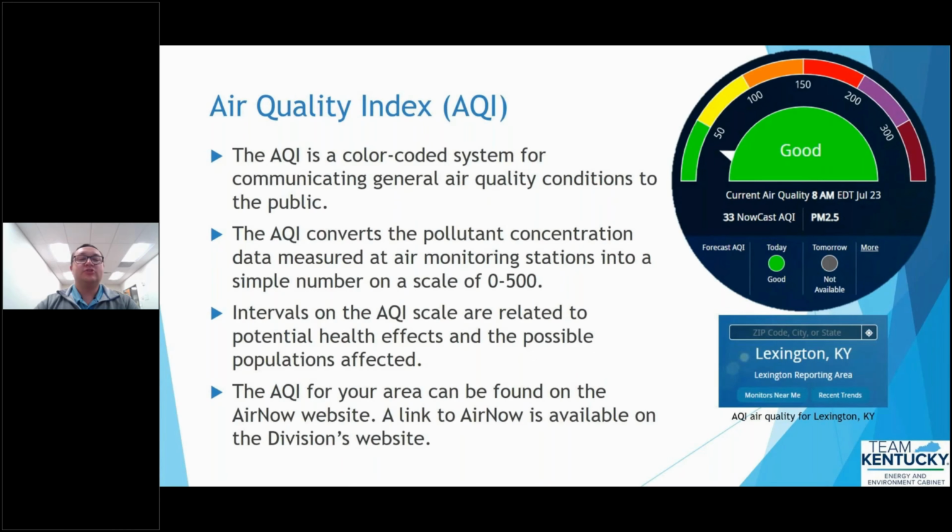So the Air Quality Index is a tool that was developed to make it easier to understand pollutant levels in the ambient air. The AQI uses a color-coded system to communicate this information to the general public in a simple manner. The AQI converts concentrations of data collected at air monitoring sites into a number between 0 and 500. Each color of the AQI scale is related to potential health effects in the populations that are most at risk, like small children or individuals with respiratory conditions. You can find the AQI for your area on the AirNow website, a link for which can be found on our division's website.